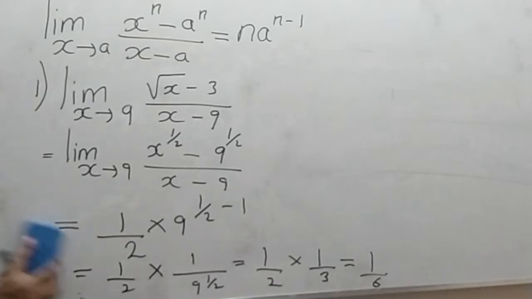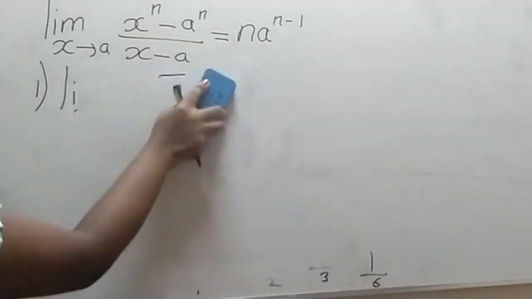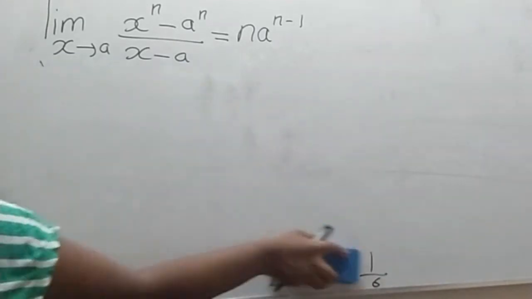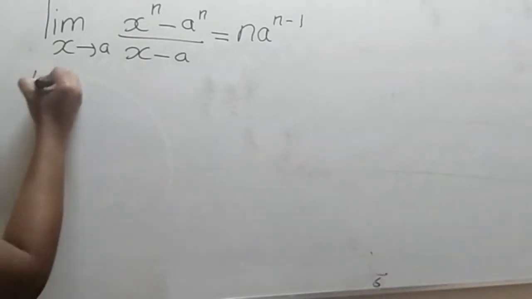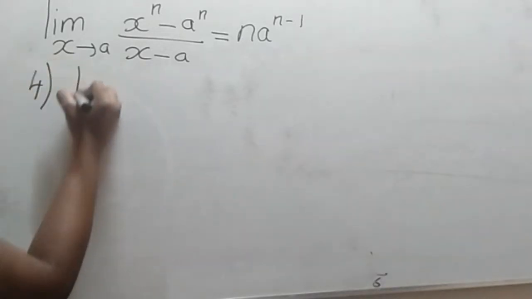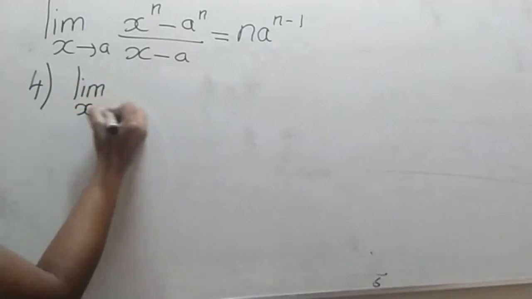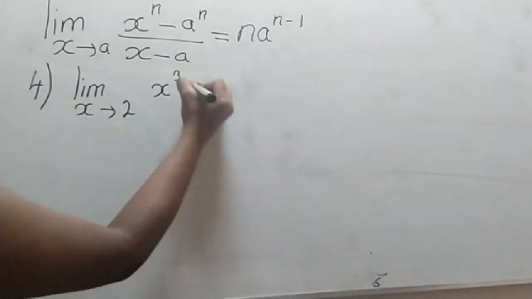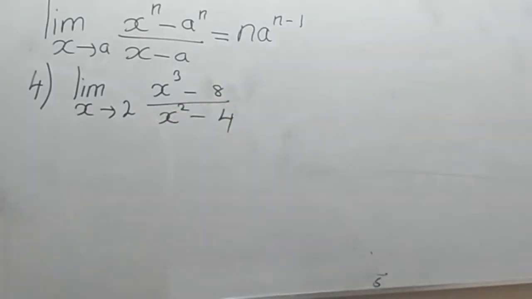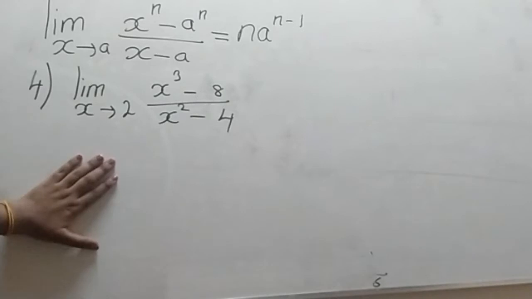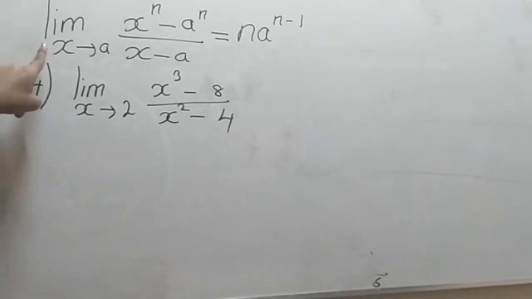Okay. So if they give a question like this, up to now we discussed some normal questions, how to set this into the format. If they give a question like this, how to transfer it into the format, x to the power n minus a to the power n over x minus a. So if they give a question like this, how do you do? Limit of x tends to 2, x cube minus 8 over x squared minus 4. So if they give a question like this, now you see the pattern is what?